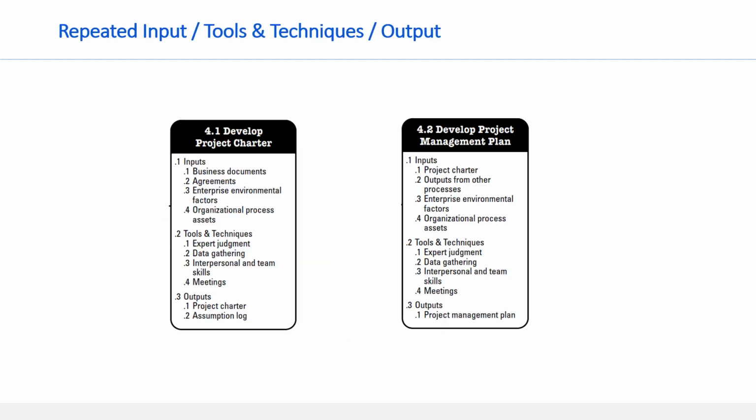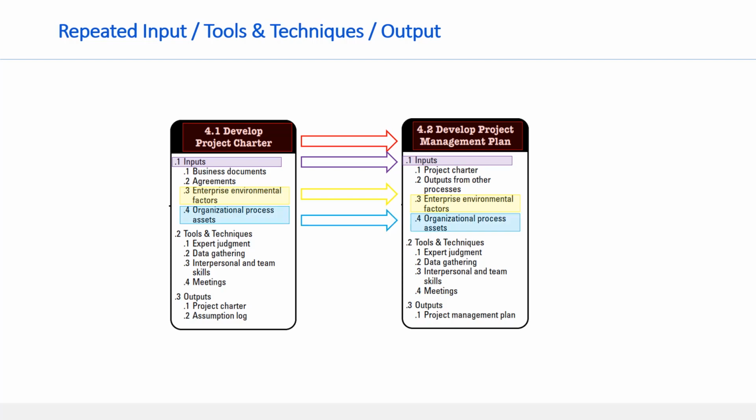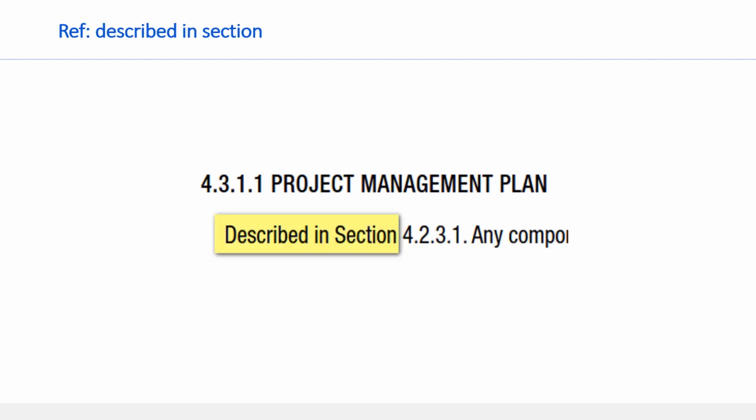By the way, do you see some of the ITTOs are common between 4.1 Develop Project Charter and 4.2 Develop Project Management Plan, such as organizational process assets and enterprise environmental factors? Let's look at that. If you go through the explanation of the same input, tool and technique, or output, in this example enterprise environmental factors and organizational process assets, you don't find them matching exactly, because the context and relevance vary between Develop Project Charter and Develop Project Management Plan. In case they exactly match, then it's mentioned as described in section with name and a few more points.